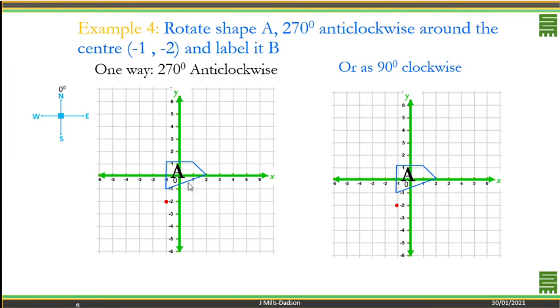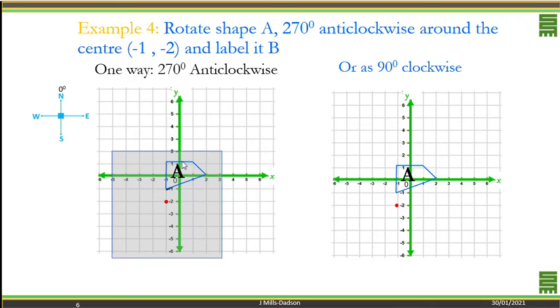So here we have the same shape. We're going to do rotation in two different ways, 270 degrees anti-clockwise and 90 degrees clockwise, to see where they will end. The center is -1, -2 for both of them. Now 270 anti-clockwise from north, 1, 2, 3 will take you to east. So the north part should be facing east.